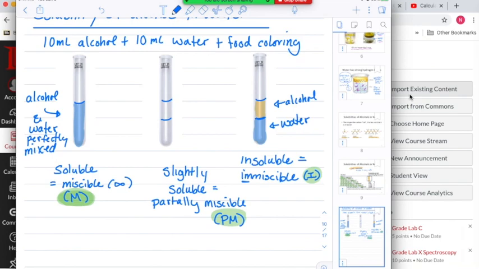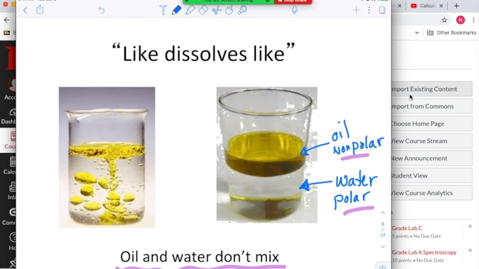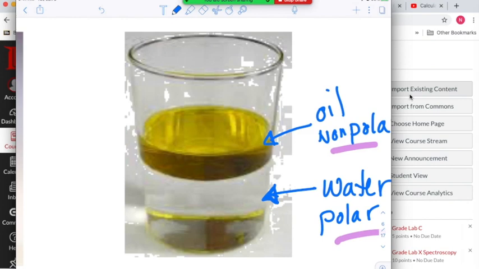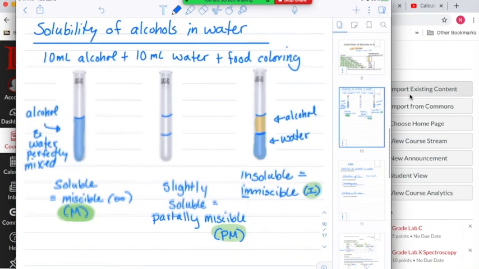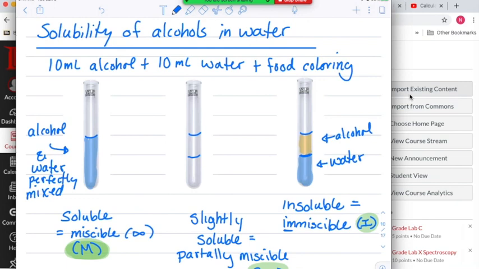So let me actually take you back to this image right here. If it is immiscible, it is insoluble, they do not mix. Once they settle out from your shaking, you see a very defined layer in between the two. You can definitely tell that oil has not mixed in with the water. Or in our case, we can tell the alcohol has not mixed in with the water. So any questions on the difference between the miscible, which means soluble, and the immiscible, which means insoluble?